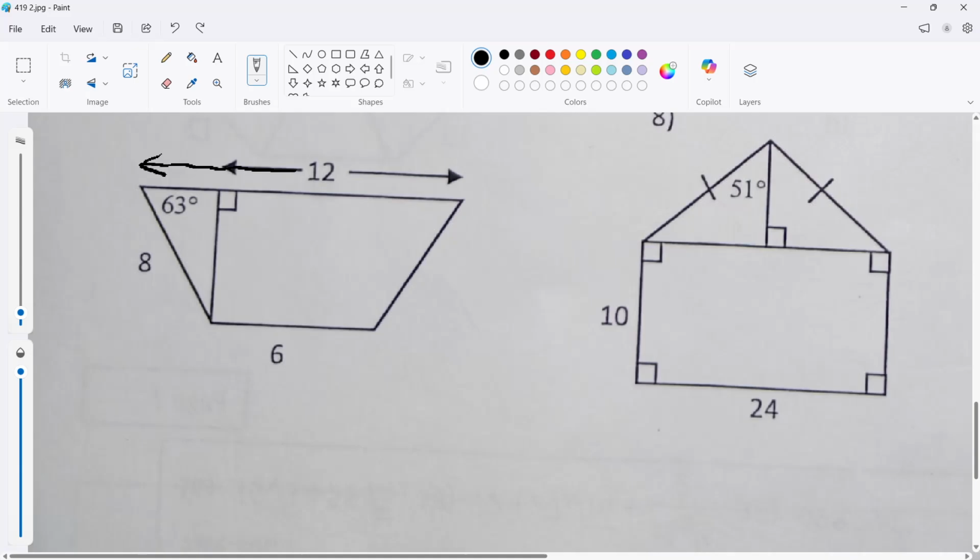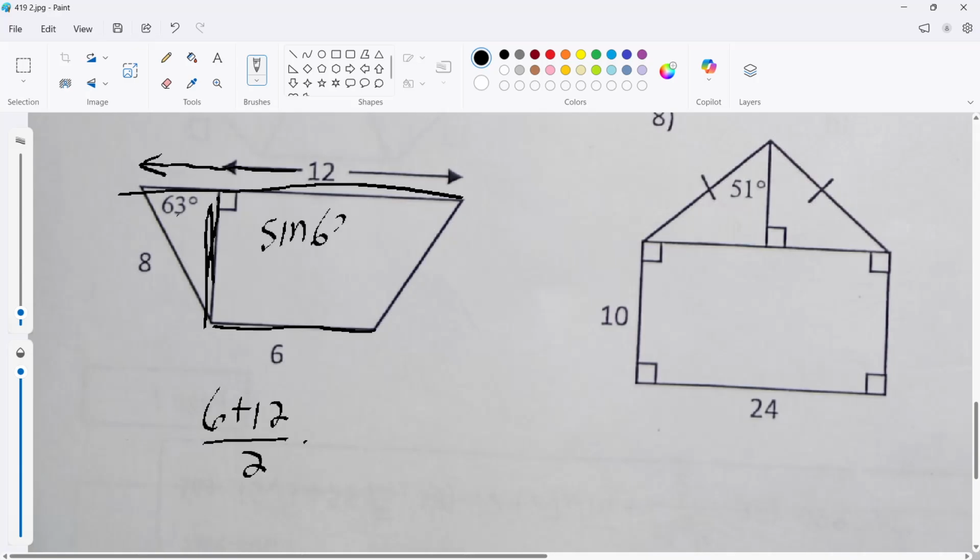So what do I need for the area of a trapezoid? I need the base 1, base 2, which I have, 6 plus 12, and I divide that by 2, and then I multiply that by the height. I don't know what the height is, except I know that I have an angle, I have an opposite and hypotenuse. So sine of 63 degrees, SOHCAHTOA, sine is opposite over hypotenuse, is h divided by 8. And if I multiply both sides by 8, I get the height is 8 sine of 63 degrees.